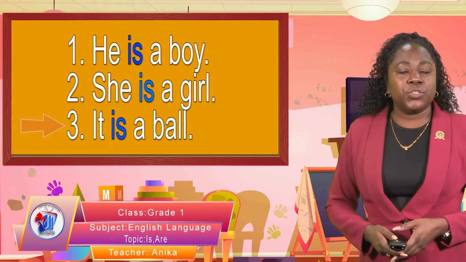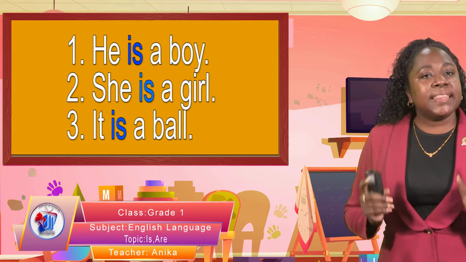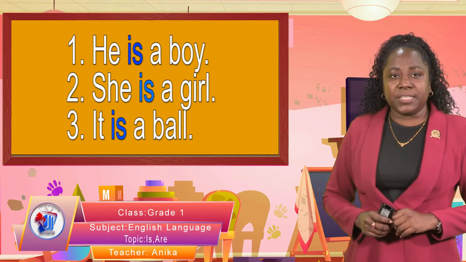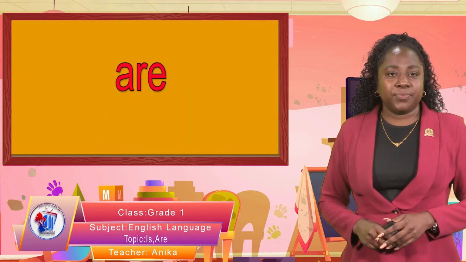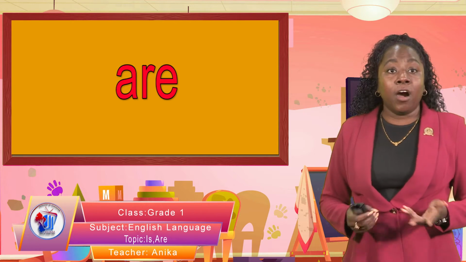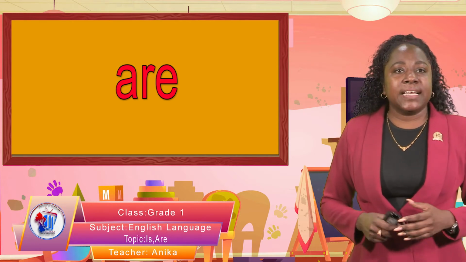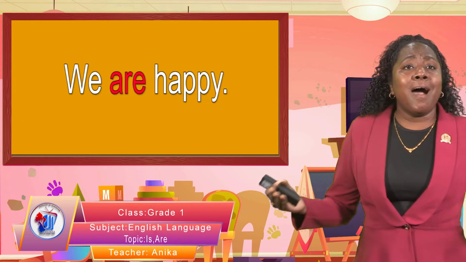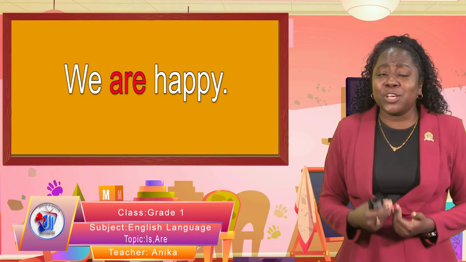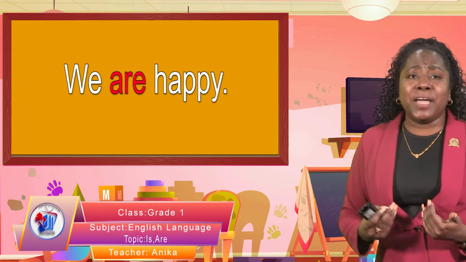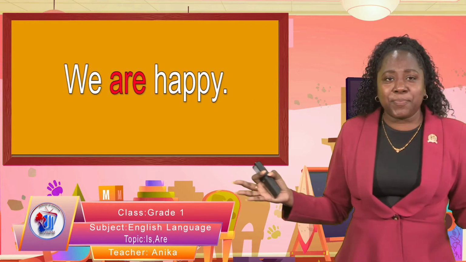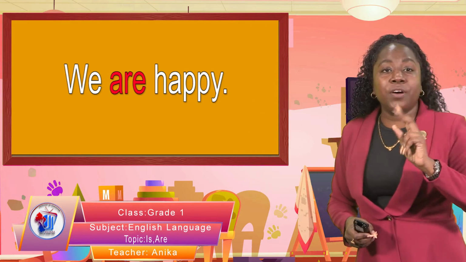Now we're going to move on to some more sentences, but this time we are going to be using the word ARE. A-R-E. The first sentence reads, we are happy. And I'm talking about myself and my best friend. We are happy because it's two of us.